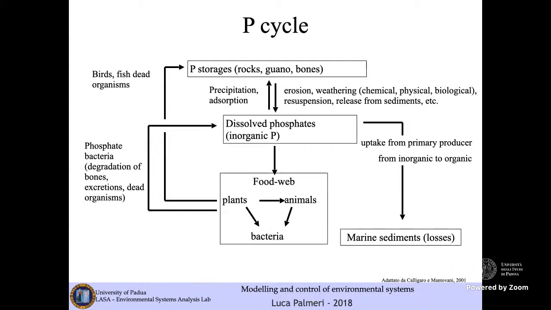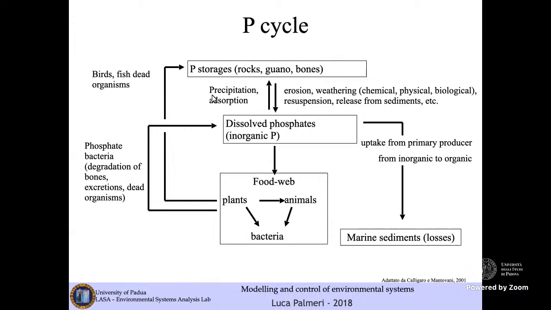Okay, this is the phosphorus cycle in more detail. Here we are trying to put together all the things that we have said. For example, birds, fish, also dead fish or dead organisms produce phosphorus storages in rocks or in guanos or in bones. I recall to you that organisms with scaffolds, skeletons, contain large quantities of phosphorus in the bones.